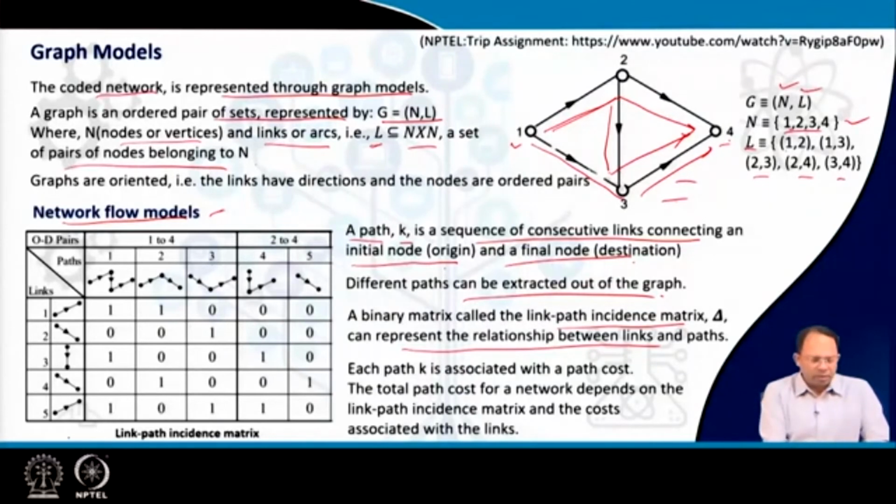For example, in this particular figure, you can see that if I want to travel from 1 to 4, that is starting from here to here, there are 3 paths that we have discussed. This is path number 1, path number 2, path number 3. In path number 1, link number 1 is present, link number 2 is not present, link number 3 is present, link number 4 is not present, and link number 5 is present. In path number 2, link number 1 is present and link number 4 is present. The other links are not present.